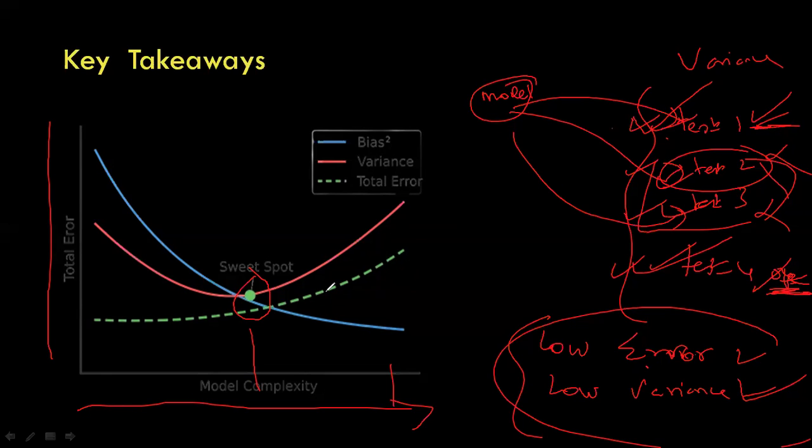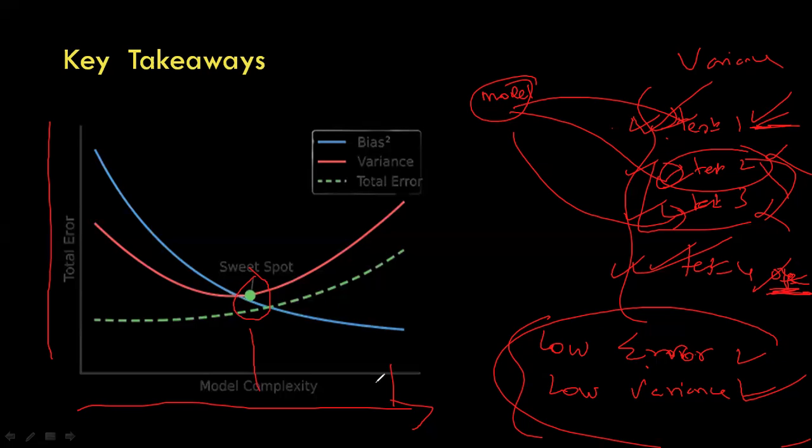So what is the sweet spot? The point where the total error is minimum. If you see, this is where the error is minimum. Here you have low enough bias, which means low error, and low enough variance. It is not underfitting, it is not overfitting. The ideal model complexity lies here.